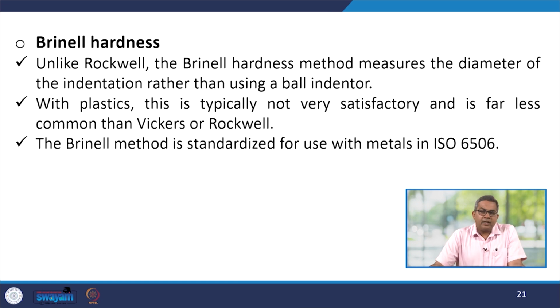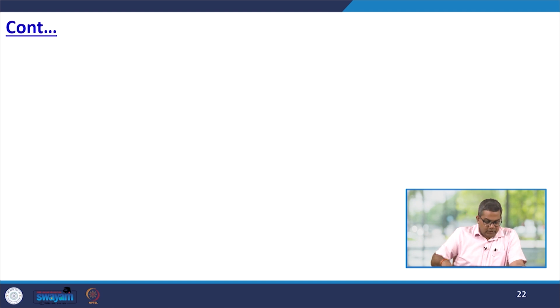Now, Brinell hardness. Unlike Rockwell, the Brinell hardness method measures the diameter of the indentation rather than the depth. With plastic, this is typically not very satisfactory and is far less common than Vickers or Rockwell. The Brinell method is standardized for use with metal in ISO 6506.